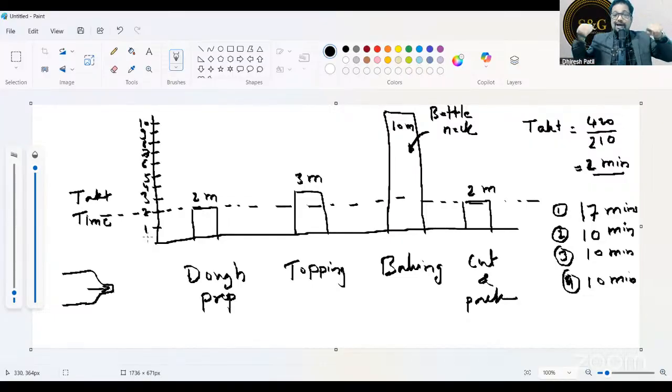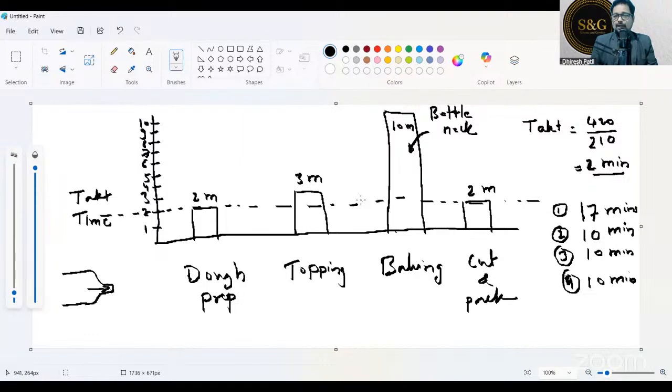Now your role is to basically reduce the cycle time to takt time, or match the takt time, or maybe reduce even further the takt time. Okay. Now let's define this. For example, how can we reduce the topping from 3 minutes to 2 minutes? What can be done? Let's discuss this out. How can we reduce the topping time from 3 minutes to 2 minutes?